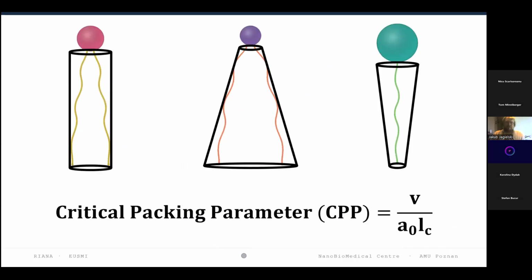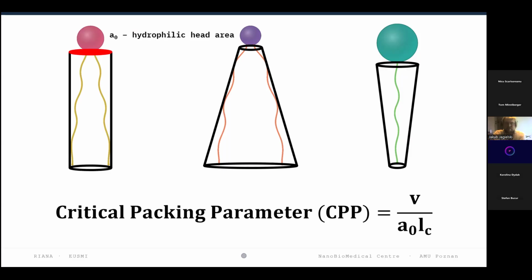How can we predict which mesophases a given lipid will form? There are plenty of factors, such as pH, temperature, and ionic strength. Here, I would like to show you how the molecular geometry, quantified by the critical packing parameter, affects the mesophases. The CPP, critical packing parameter, is defined as the ratio of the hydrophobic tail volume to the product of the effective head group area and the critical chain length. Essentially, CPP captures the effective geometric shape of the molecule.